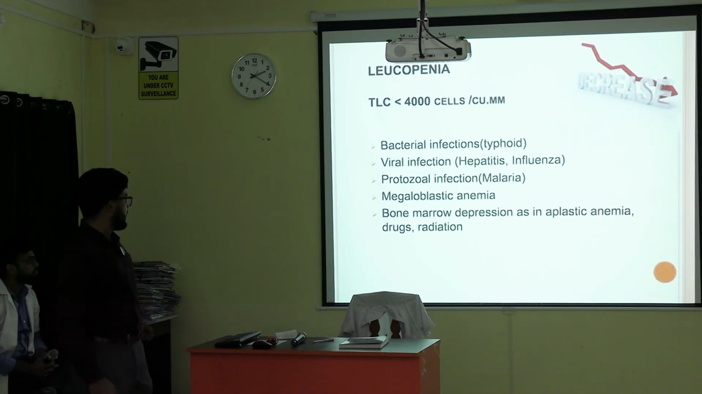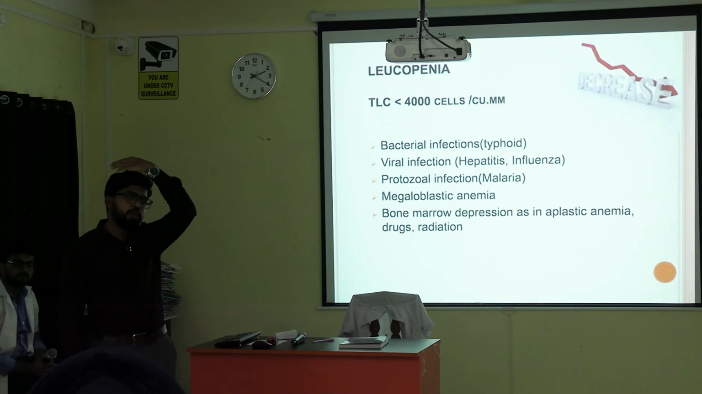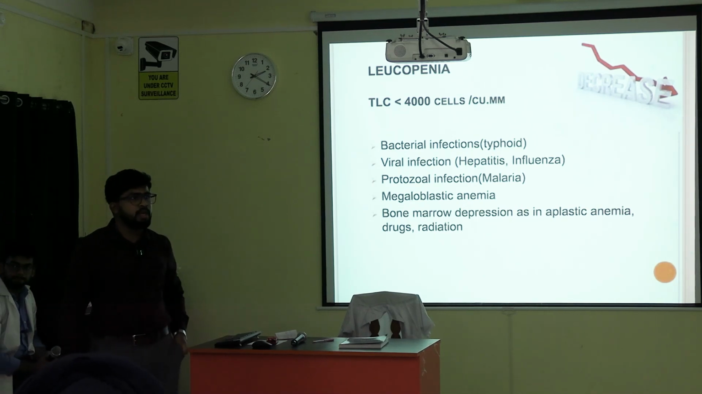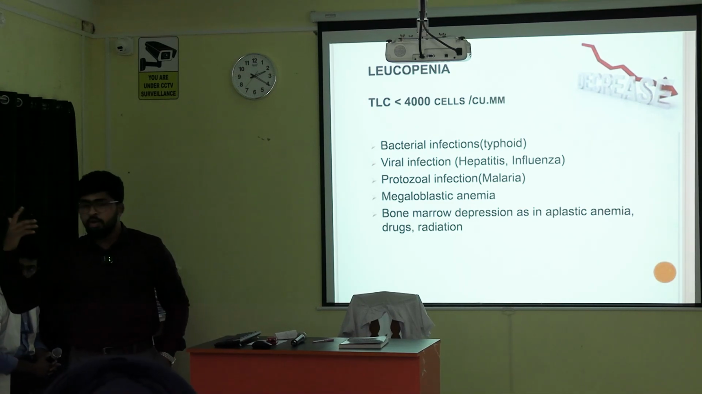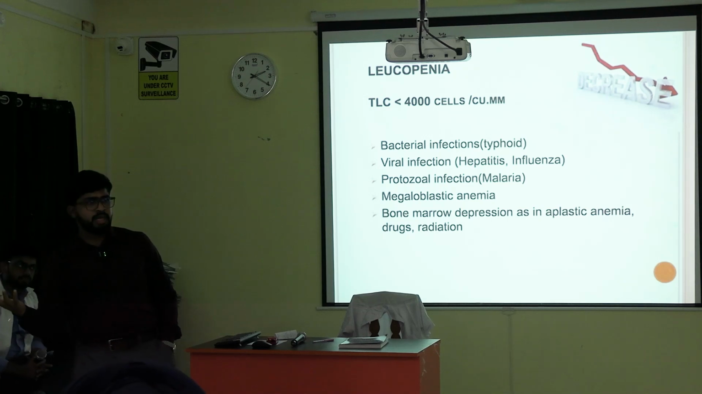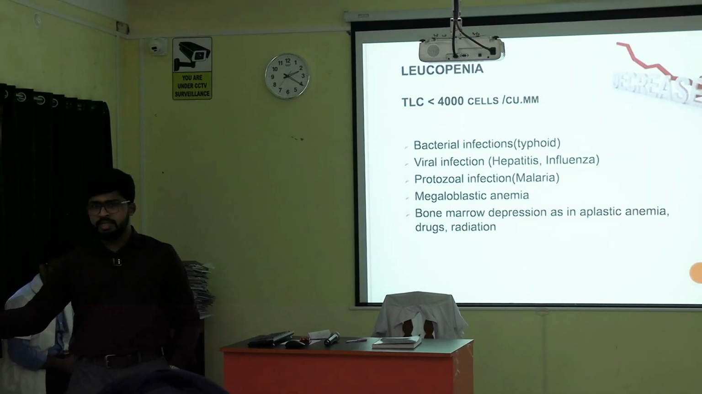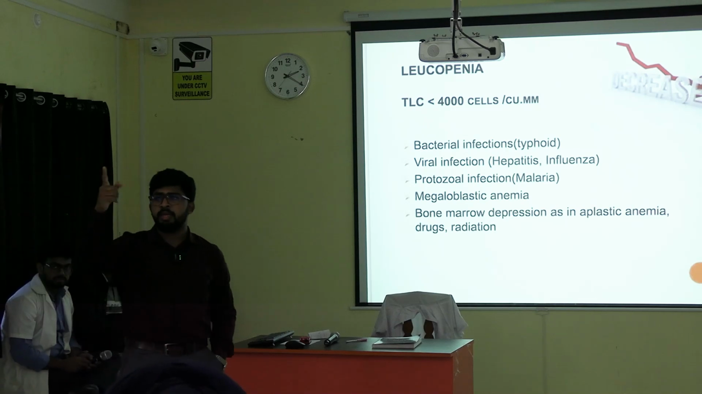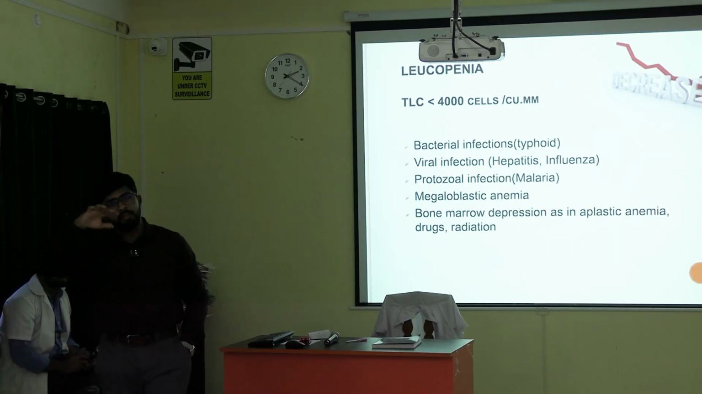Okay. Then there is megaloblastic anemia. Do you know what is the cause of megaloblastic anemia? Can anyone tell me why megaloblastic anemia occurs? Iron deficiency causes iron deficiency anemia. Megaloblastic anemia, anyone? Folic acid deficiency. One more thing is there, vitamin B12 deficiency. Folic acid and vitamin B12.